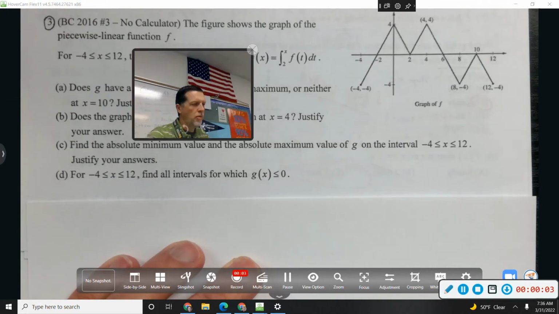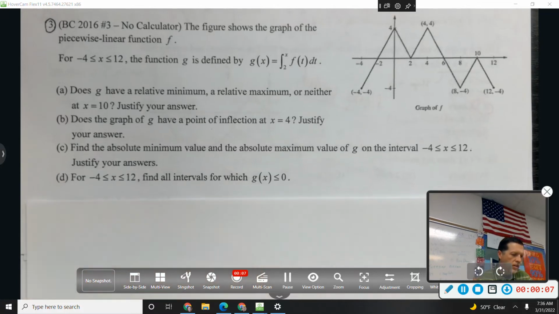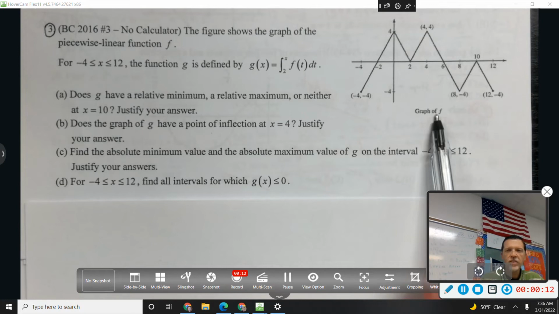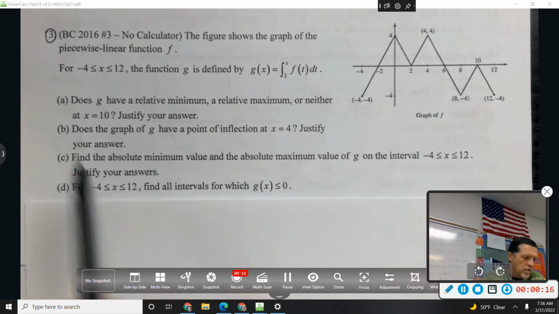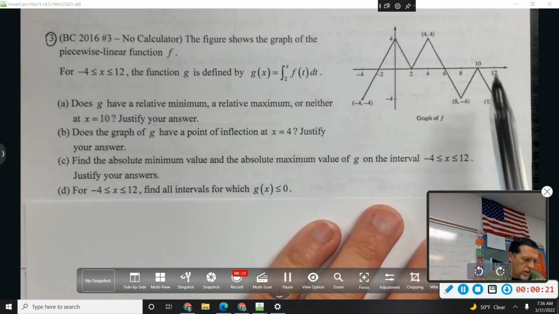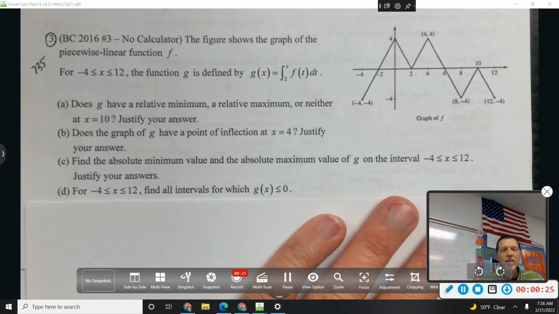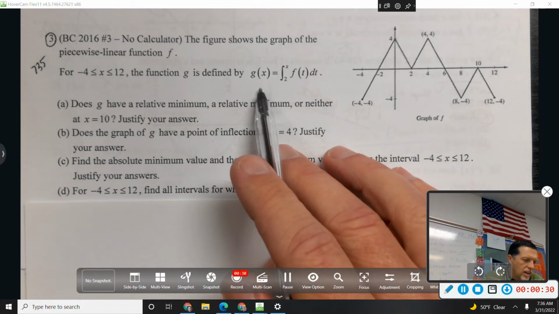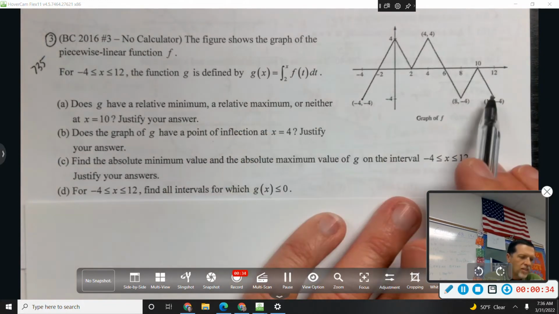So looking at number 3 of the free response, topic 2, the figure shows the graph of the piecewise linear function f. Okay, so this is the graph of f. This isn't f prime, this is f. For -4 to 12, I like recording what time we start to see if it indeed takes 15 minutes. The function g is defined by the integral from 2 to x of f of t dt.